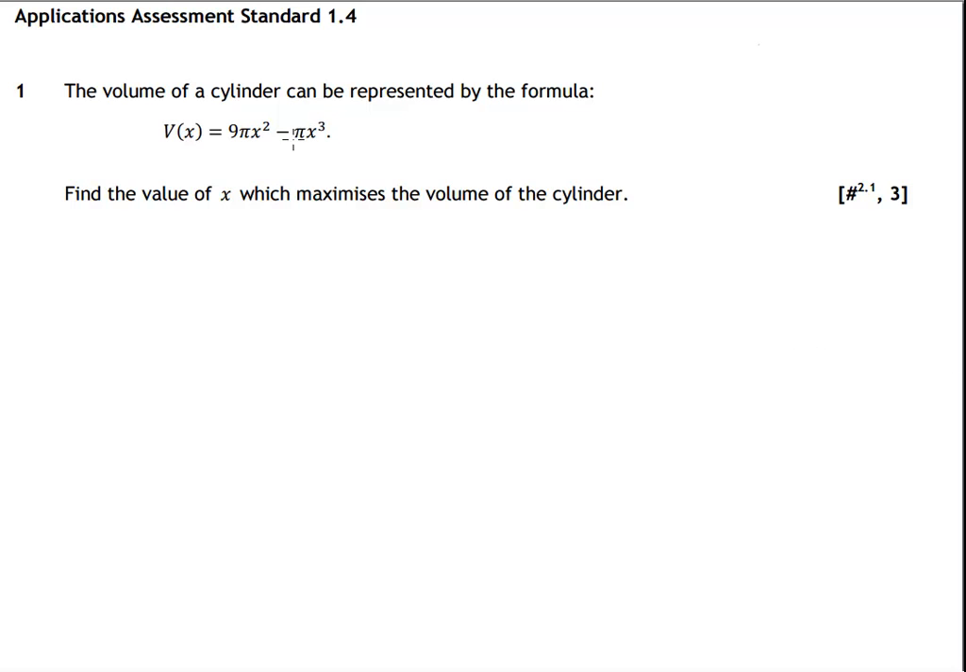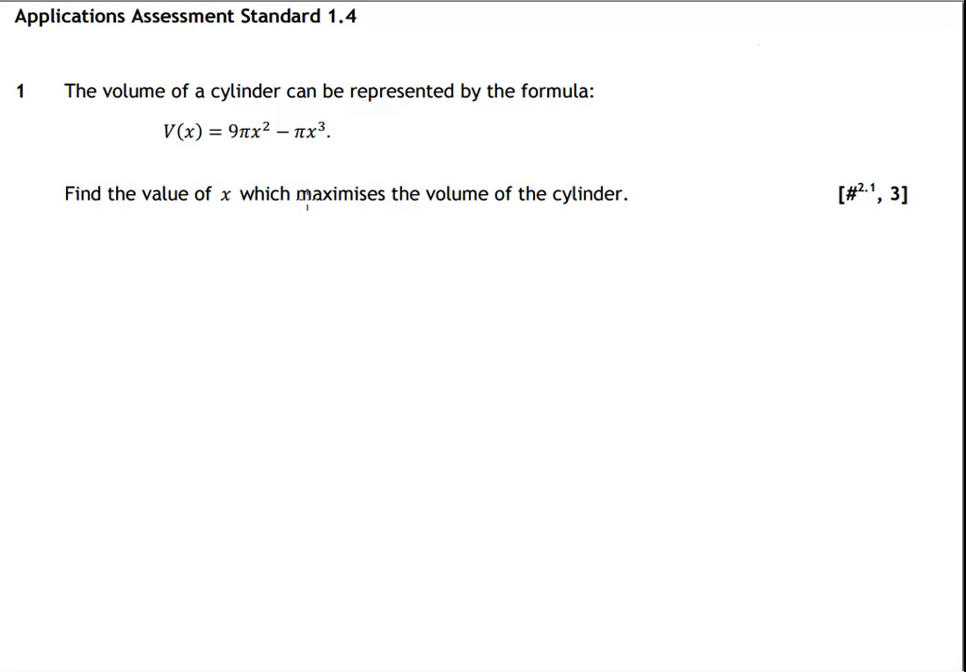Okay, this video runs through the worked solutions for the practice assessment for Applications Assessment Standard 1.4. Question 1 here gives us a function which is used to calculate the volume of a cylinder. Now, don't worry about the appearance of pi here. Of course, pi is just a number, and it shouldn't put you off as we go through this process.